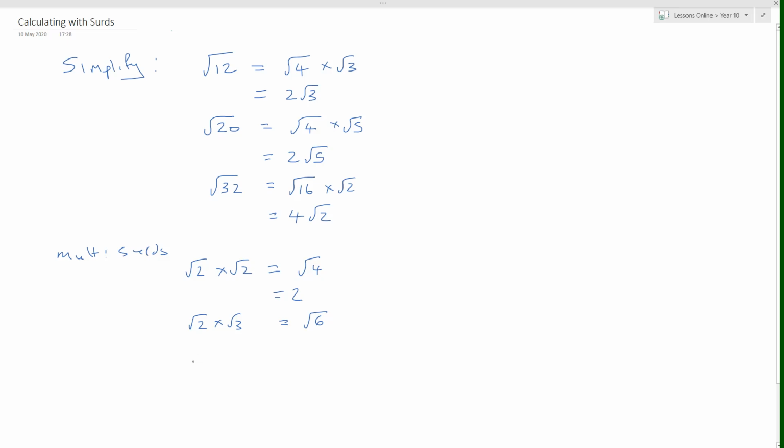If I have something like this, though, the square root of 2 times the square root of 8, what's that going to be equal to? Square root of 16. What's the square root of 16? It's 4.